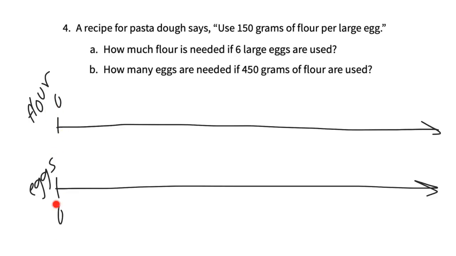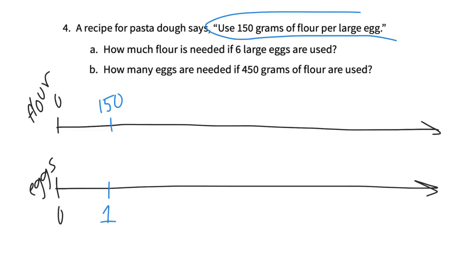There's our zeros. And it says a recipe for pasta dough says 150 grams of flour per large egg. So we know our unit rate right here. They gave us our unit rate. We've got 150 grams for 1 egg, and that's this right here. So the question is, how much flour is needed if you have 6 eggs?